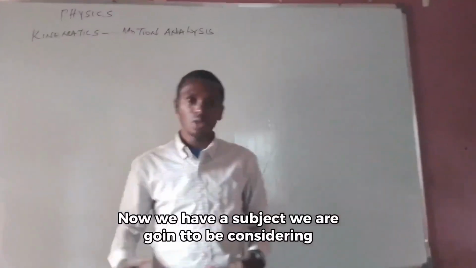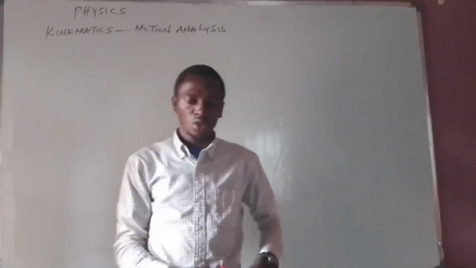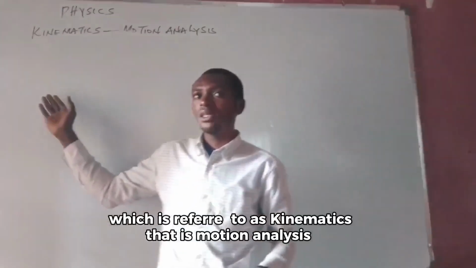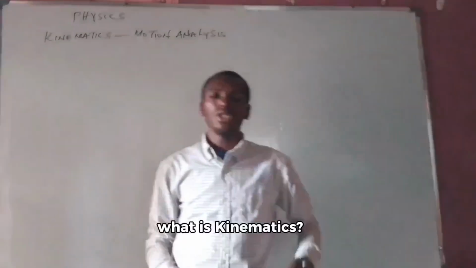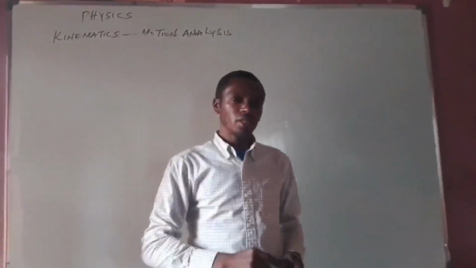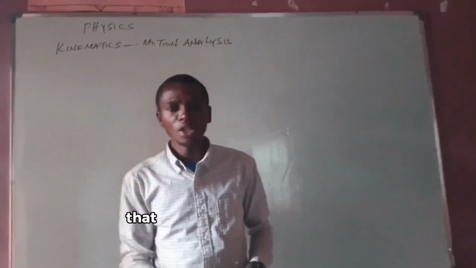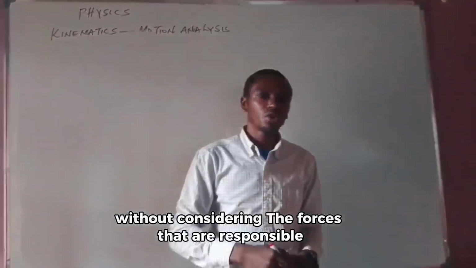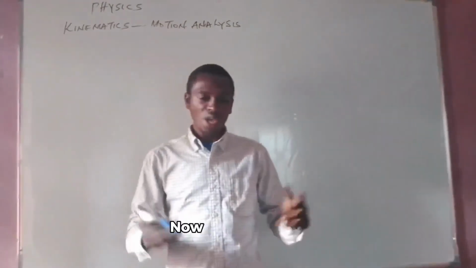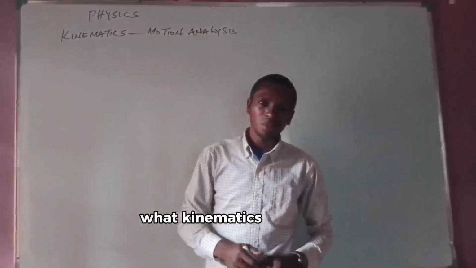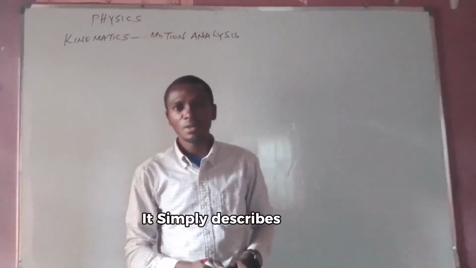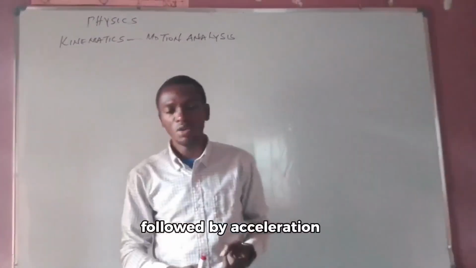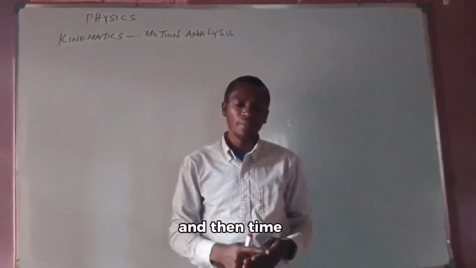Now, the subject we're going to be considering is physics, a topic under classical mechanics, which is referred to as kinematics, that is motion analysis. What is kinematics? Kinematics is a branch of physics that deals with the study of motion without considering the forces that are responsible for this motion. Kinematics simply describes four parameters. The first one is displacement, followed by acceleration, velocity, and then time.